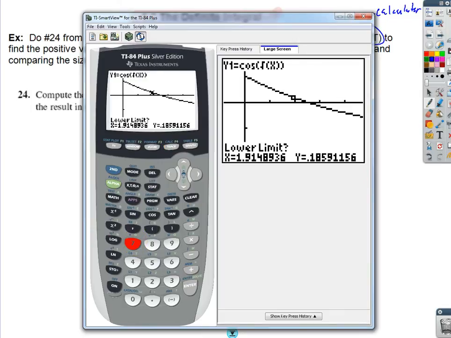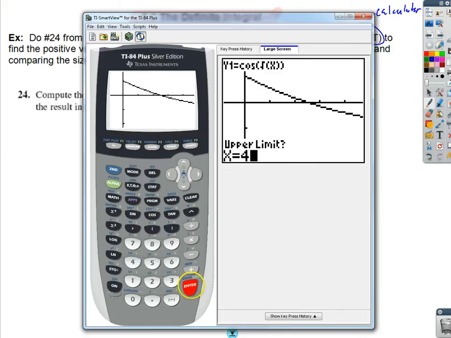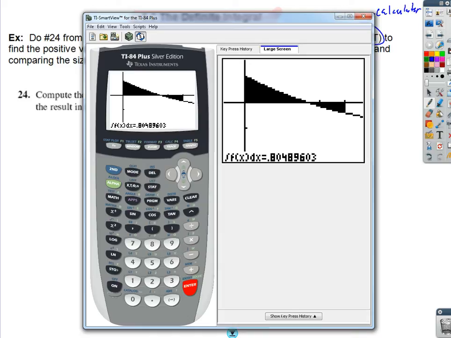And it's going to want your lower limit and upper limit. Here you can type in what your lower limit is. You want x to be 0, so you type in 0 and hit enter. What's your upper limit? Again, you type in 4 and hit enter. And there it goes, shading in. And you can actually see the shaded area above the x-axis is greater than the shaded area below the x-axis.